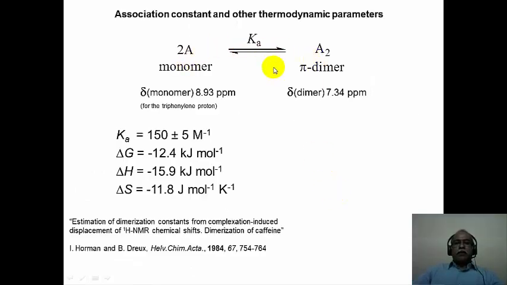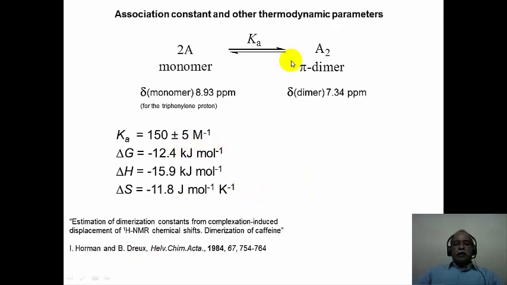Now based on this equilibrium, from the NMR spectra one can determine the delta for the monomer to be 8.93 ppm of the triphenylene protons, and the delta for the dimer to be about 7.34 ppm or so. Using these values, one can calculate the mole fraction of the dimer and the monomer at a given temperature, and based on the study performed using variable temperature NMR spectroscopy, the association constant turns out to be 150 per mole or so, and these are the thermodynamic parameters corresponding to this particular equilibrium calculated based on the variable temperature NMR spectroscopy.